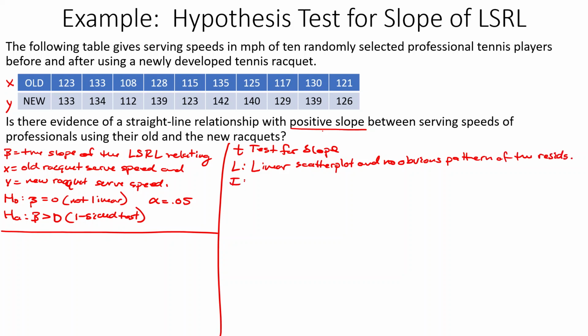All right, I, independence. Each tennis player is obviously independent of every other tennis player. Or n equals 1, 2, 3, 4, 5, 6, 7, 8, 9, 10. N equals 10 is definitely less than 10% of all tennis players. I guess we probably should say pro tennis players, because the word pro is in there.